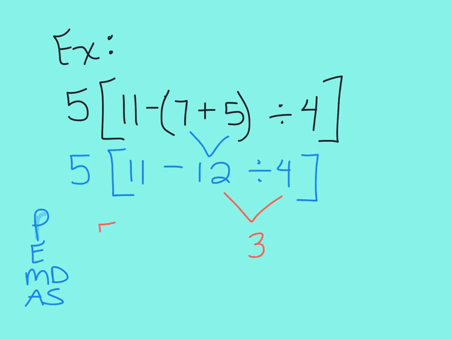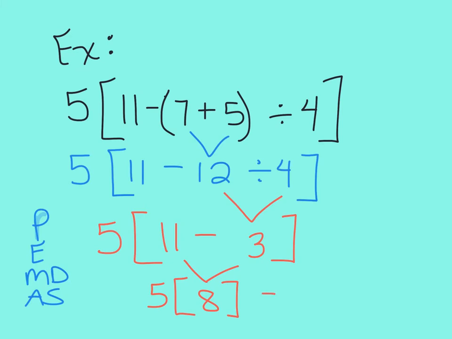And so what I have now is 5, and then in the brackets, 11. Bring down your minus sign. And then you have your 3. Close your brackets. Okay, so let's finish this off very easily. So 11 minus 3 is 8. And these brackets are going to be treated like multiplication symbols. So that 5 times this 8 is going to give us 40.